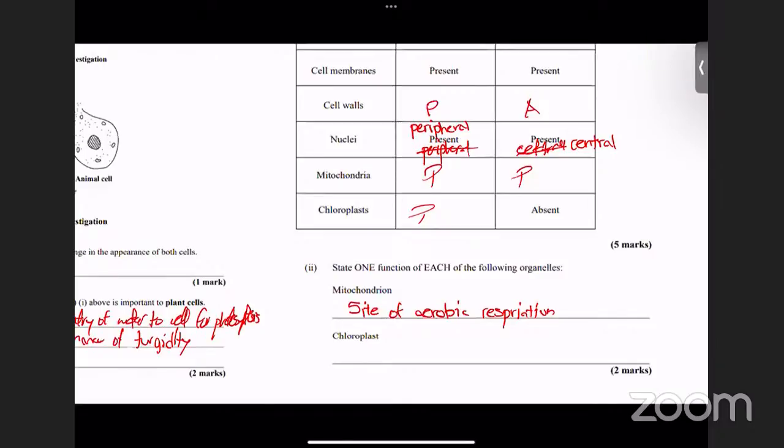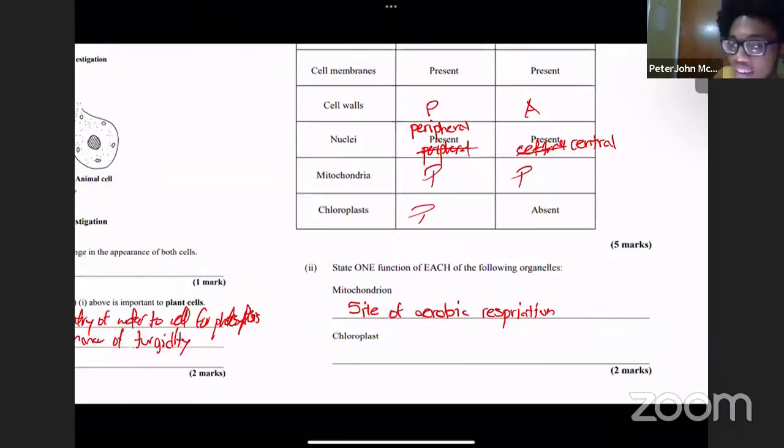I don't want to tell you guys things that might kind of confuse you, but it's just stuff that you can remember and say in the exam. Oh, I can just put that because that's what I was told. And you can't get that wrong. So mitochondria is the site of aerobic respiration. Okay.